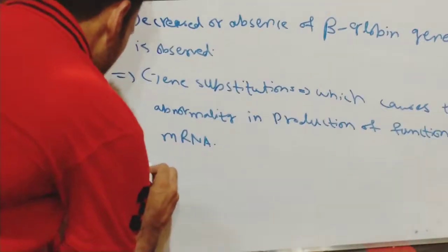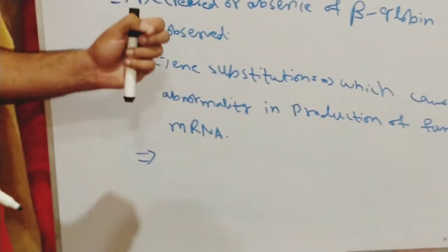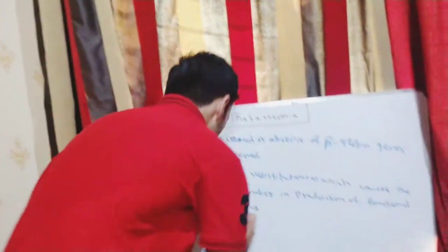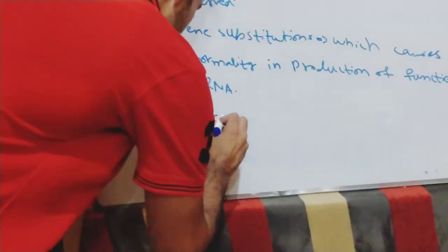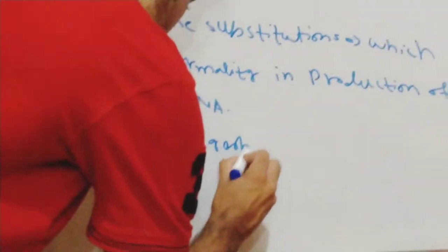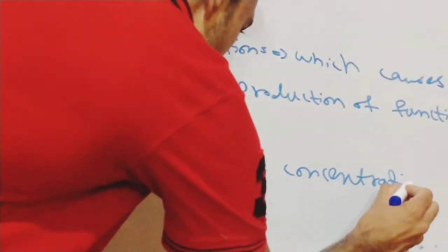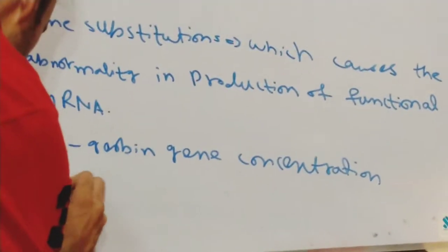But during the beta thalassemia, the concentration of the alpha globin genes remains normal. So this is also a notable point that the alpha globin genes concentration remains normal.